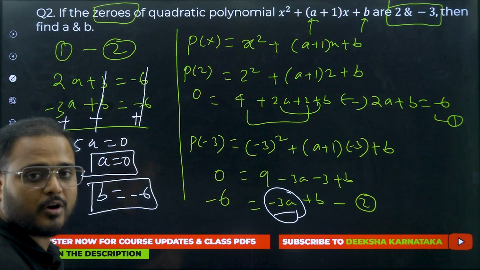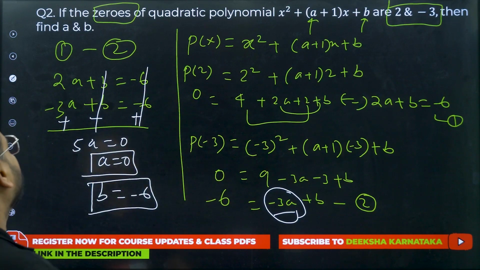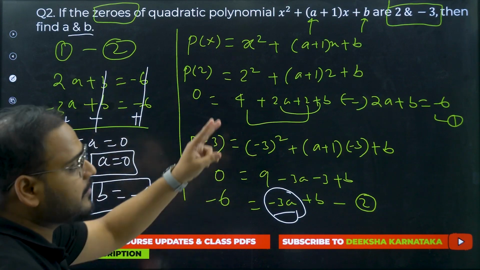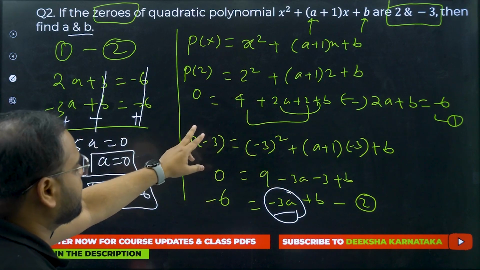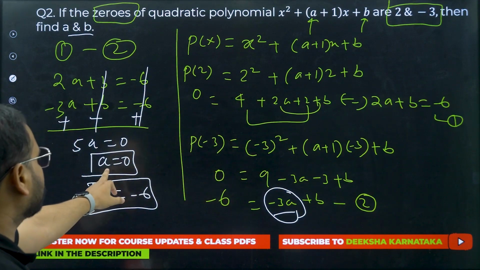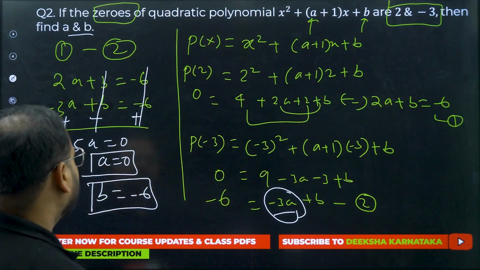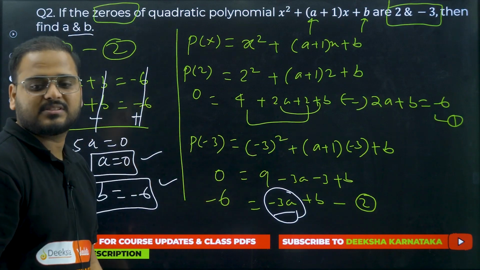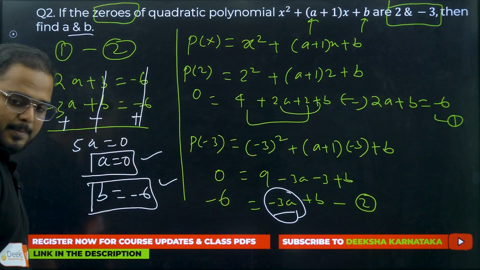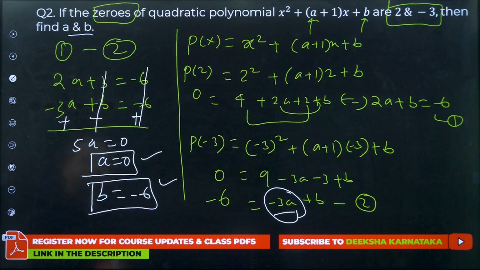They were asking me the value for what? Asking me the value for a and b only. Find the value of a and b. So from the two given zeros, I got two equations for a and b, and I got my result as a equals 0 and b equals minus 6. Answer is a equals 0 and b equals minus 6. Very, very simple. Have a look. I hope this is visible. Okay. Have a look. Yes.